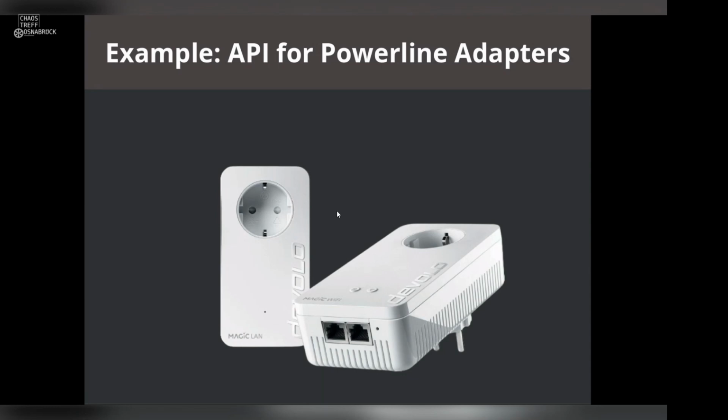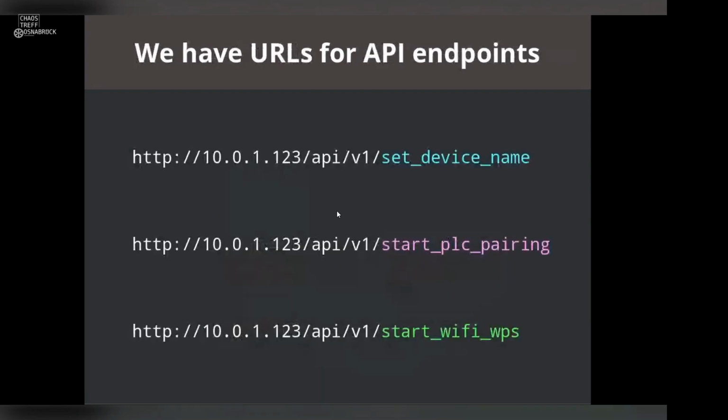This is how Powerline works, and some of these have a Wi-Fi interface, so you can use them as a Wi-Fi access point or repeater or mesh server or whatever you want. And what I was working on is an API for those devices, an HTTP API, so you can sort of remote control these devices. So you can issue queries to URLs which look a little bit like this.